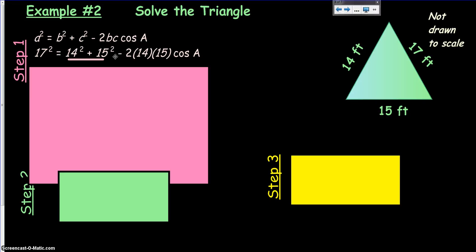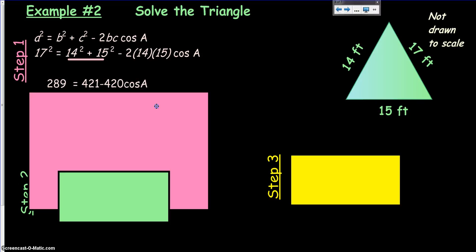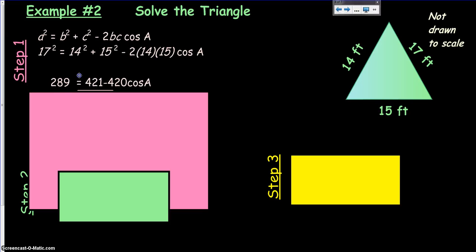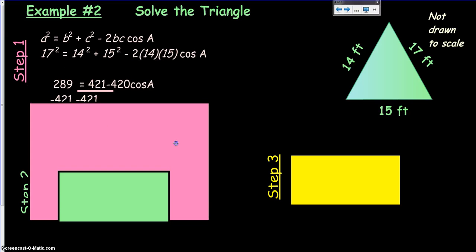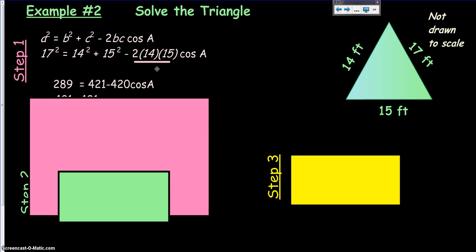We can't just type this in the calculator because we have some multiplication, we have some subtraction, it's just not going to work. So what I want to do is I'm showing you step by step what I chose to do. What I did is I added these two together, and that's how I got 421. I did 17 squared. That's how I came up with 289. I came up with minus 420 because I did 2 times 14 times 15.